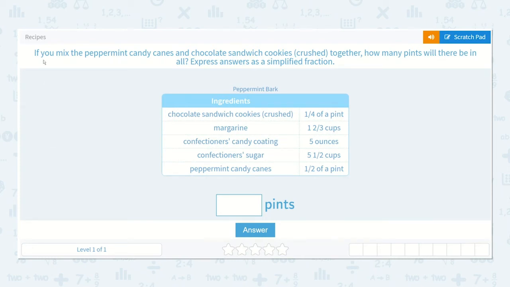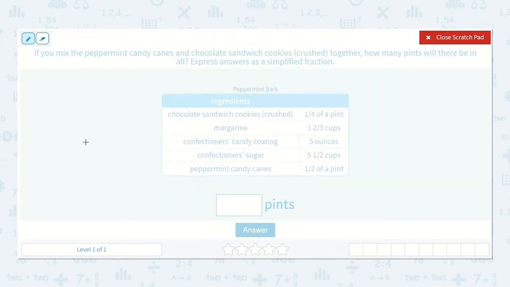Let's take a look at the lesson recipes. It says if you mix the peppermint candy canes and chocolate sandwich cookies crushed together, how many pints will there be in all? Express answers as a simplified fraction. Well, I can see that the chocolate sandwich cookies that are crushed are 1/4 of a pint, and the peppermint candy canes are 1/2 of a pint.